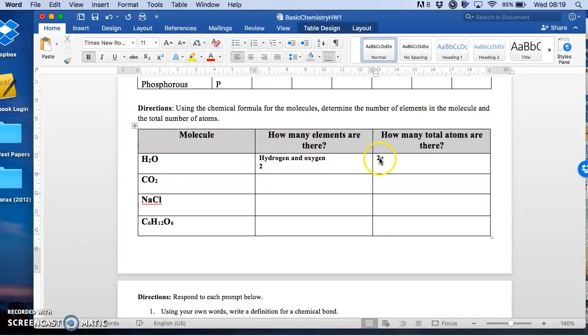So now we've got 2 hydrogens plus 1 oxygen. So that's going to give us a grand total of 3 atoms within 1 water molecule. So it's a very small molecule. So then you're going to continue. I feel like most of these will be fairly doable, especially after we looked at building them in class.